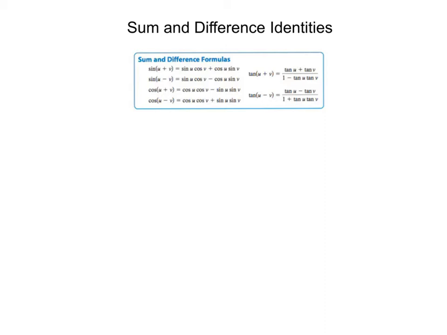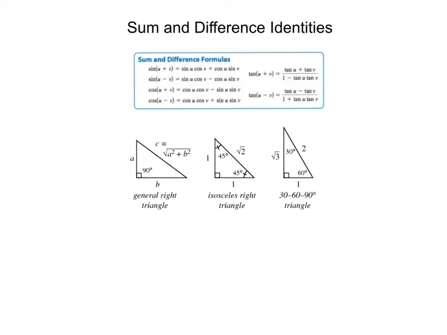Before we get into these, I want to quickly remind you of your special right triangles. Here, with any right triangle, you can always use the Pythagorean theorem to find the hypotenuse. That's just a squared plus b squared equals c squared. We've got our 45, 45, 90 triangle with sides of 1, 1, hypotenuse root 2, and our 30, 60, 90 triangle with sides of 1, root 3, and a hypotenuse of 2.